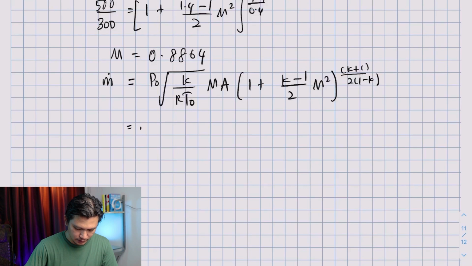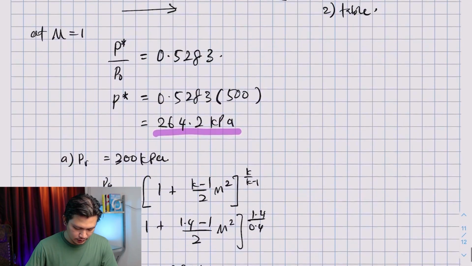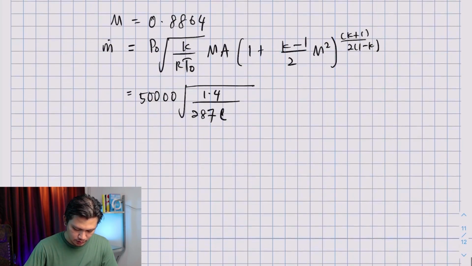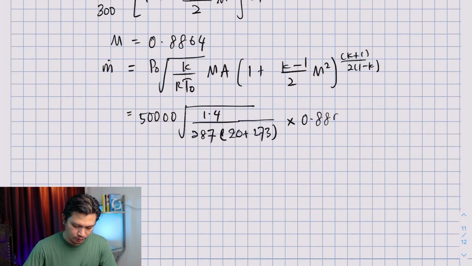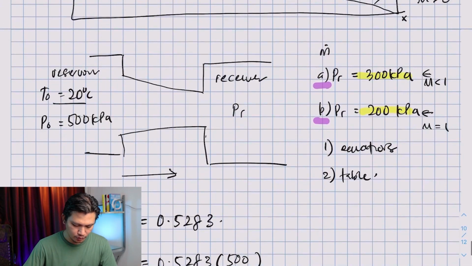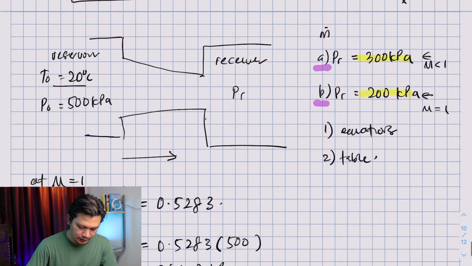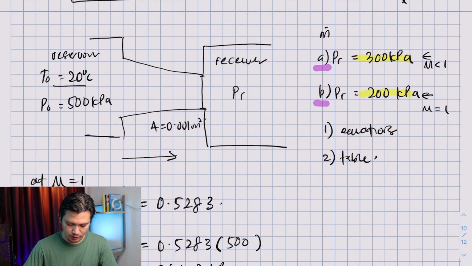P0 we know is 500,000 Pascal. Square root of K, where K is 1.4, R is 287, times T0, which is 20 degrees Celsius, so this is 20 plus 273. Always make sure that it is in Kelvin. Multiply with our Mach number, 0.8864, times the area. I forgot to mention the area. The area here is 0.001 meter squared.